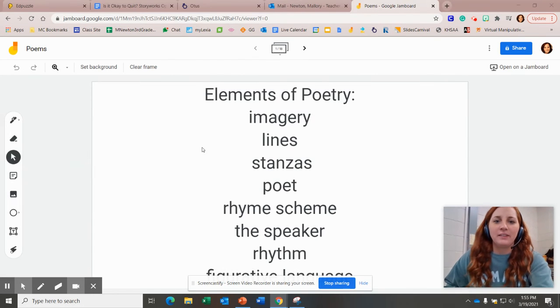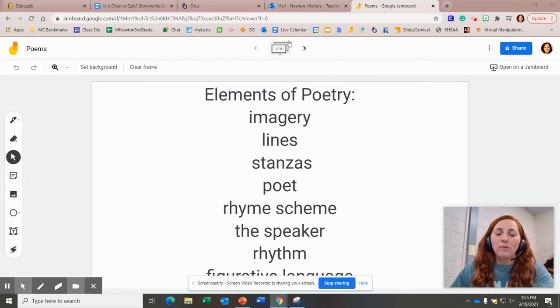Hey, everybody, we have been studying poems. So, before we analyze a poem together, we're actually going to go over the elements of poetry like we have every morning in morning meeting. Okay, so imagery. Imagery is pretty much what the poet wants to get across to you. What image is it painting in your mind? Why did they write it?